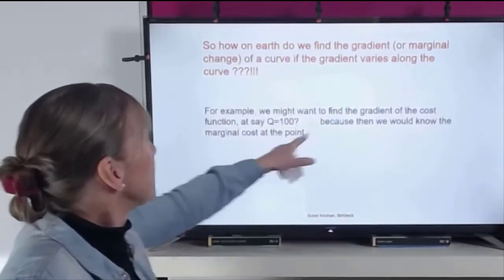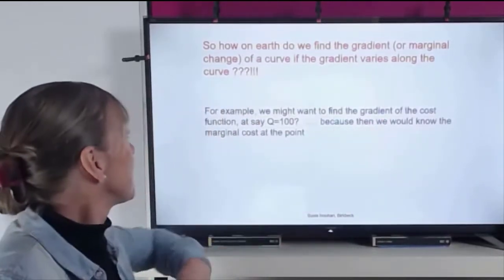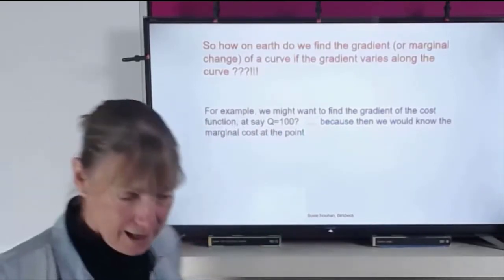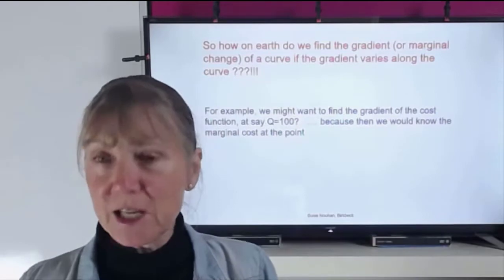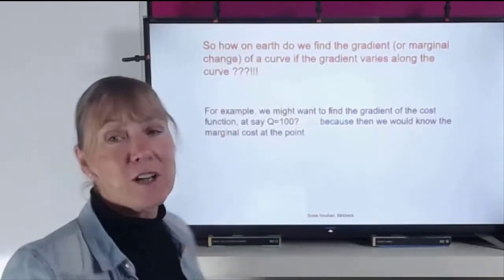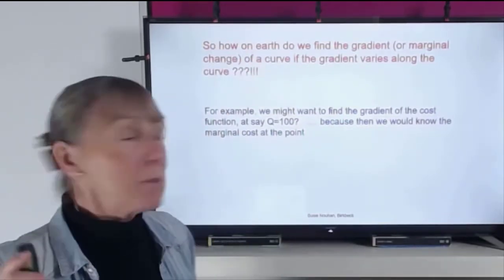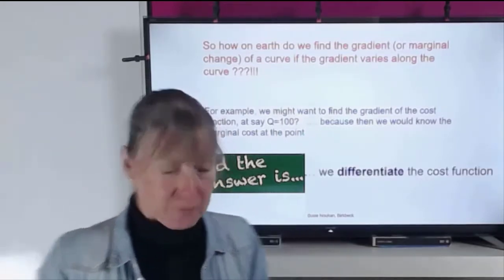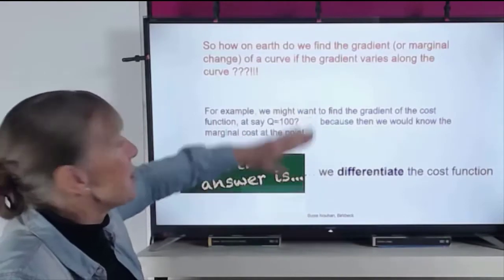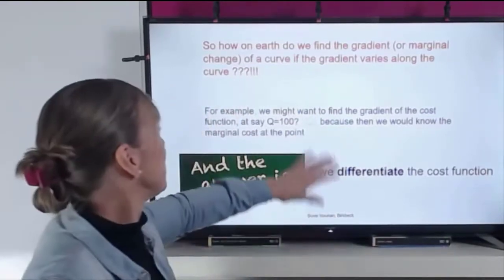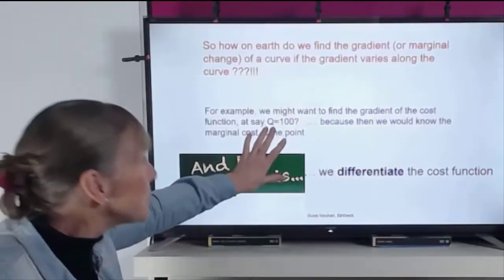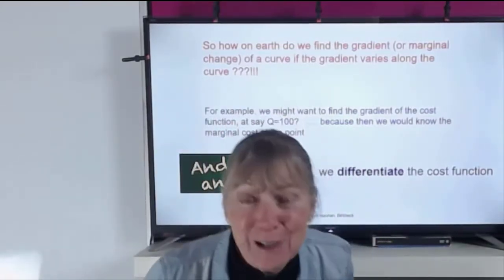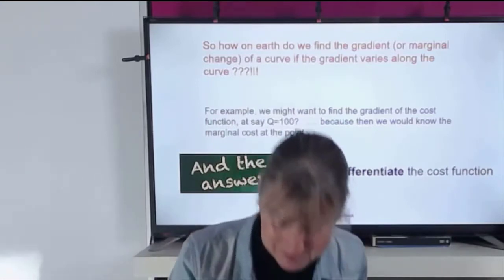So supposing we want to find the gradient of a cost function. Suppose we want to find marginal cost at the point where q equals 100. So how are we going to find that gradient? Well, you've probably guessed, we're going to differentiate the cost function. So we can differentiate, whatever that means, the cost function and find the rate at which cost is changing at any point on the curve. It is so immensely powerful.